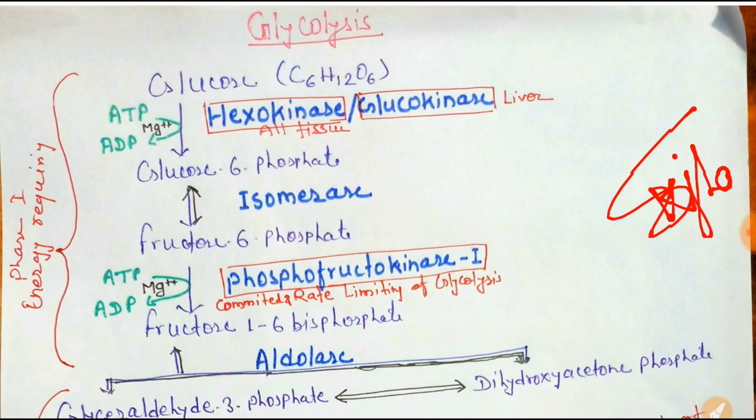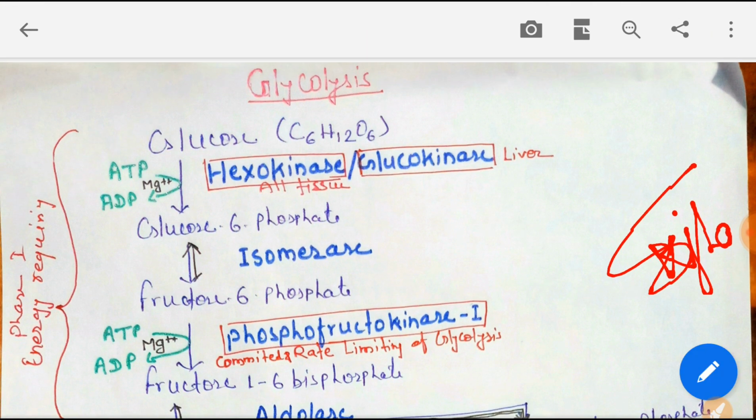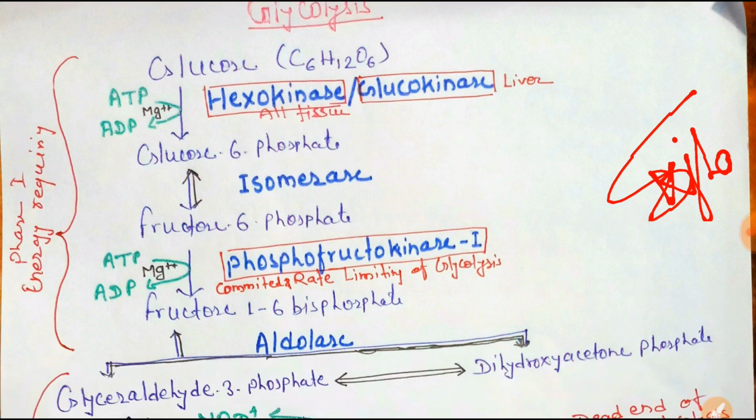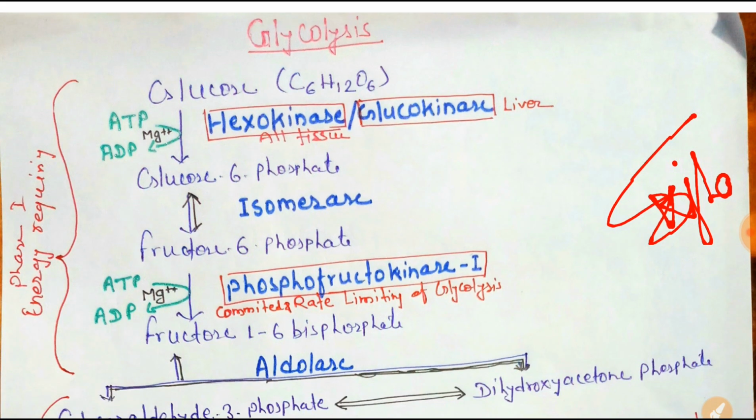Start with glycolysis. Glycolysis is the starting metabolic pathway of glucose, and here glucose is the fuel material for ATP generation. This includes metabolism of carbohydrate. In the metabolism of carbohydrate, the first step is glycolysis.